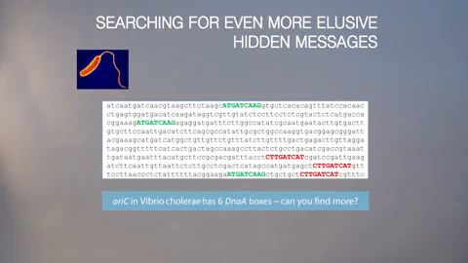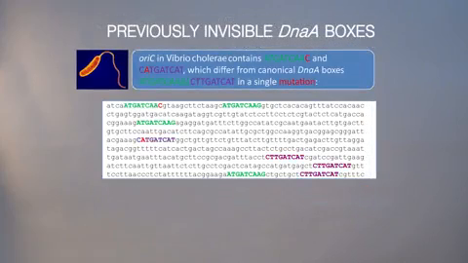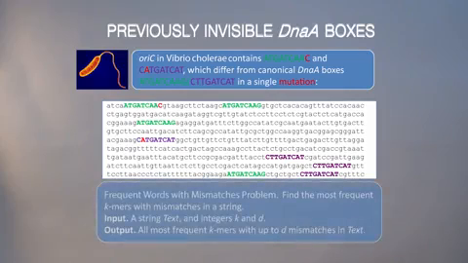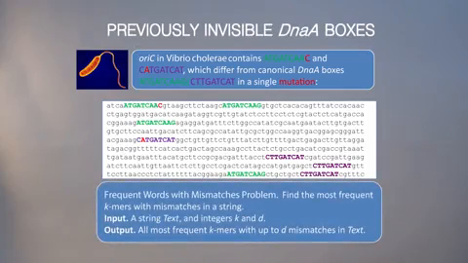If you look carefully, you will see that in addition to these 6 hidden messages, there are 2 more. There are actually 2 9-mers that look almost like the canonical 9-mers. They differ by just a single mutation. And they also represent DnaA boxes, because DnaA can bind not only to the perfect 9-mer, but to different variations of this 9-mer.